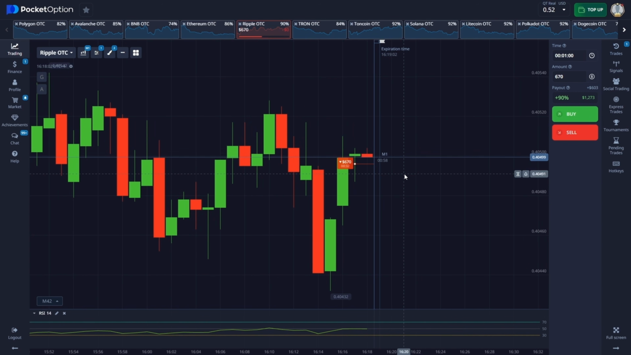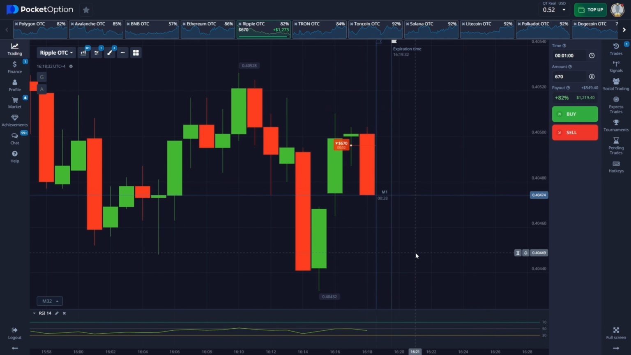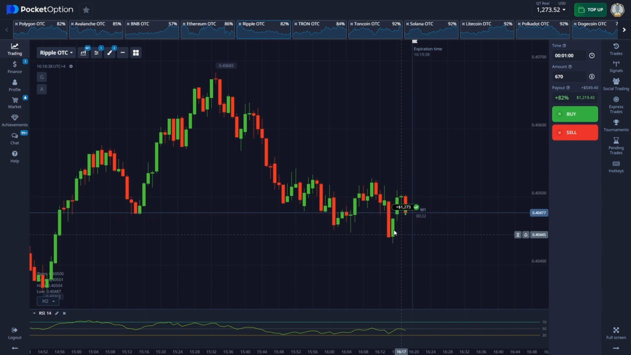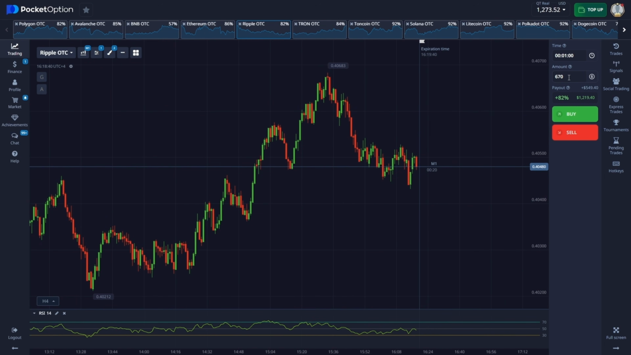The candle closed as a green candle, and the next candle came back. So now the trade is going in our favor. We still have 20 seconds left. Only a few seconds left, and I won another trade. Now my balance has turned into $1,273. Let's find a trade for above $1,273.